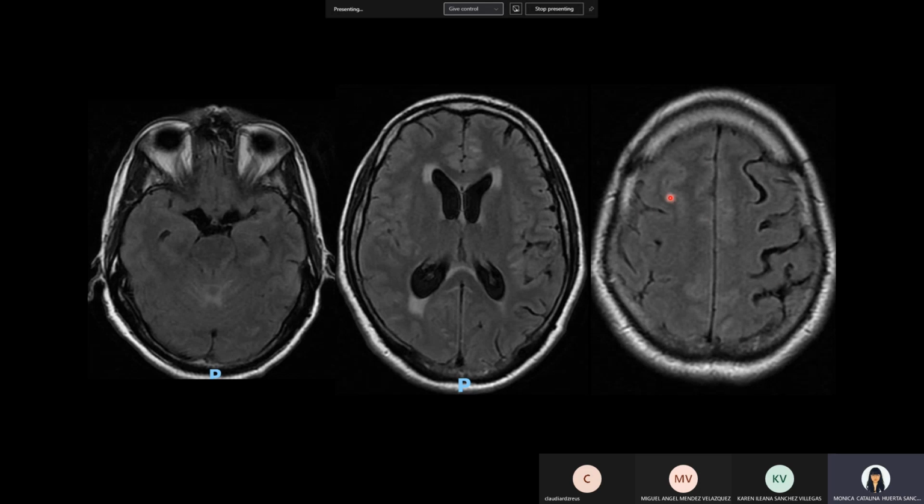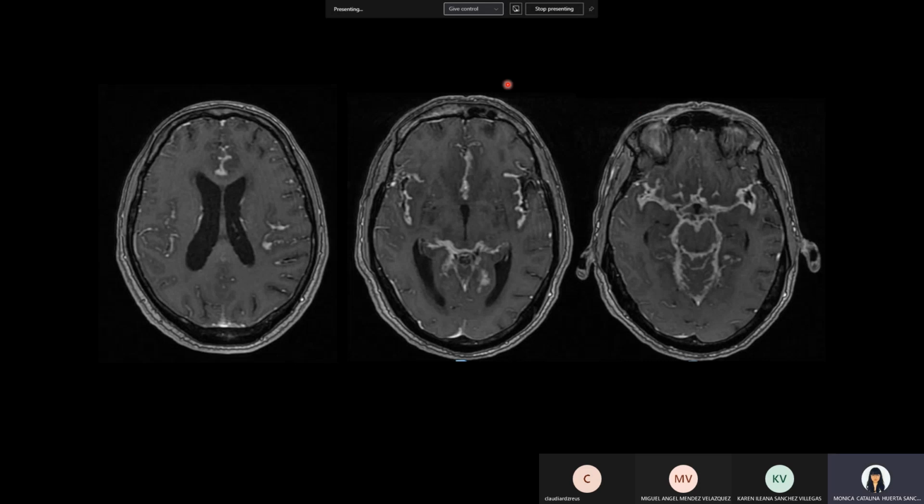In this image to the right, we can see the difference between a normal sulcus, here to the left of the patient, and an abnormal sulcus that contains hyperintense material inside of it. So these are three T1 weighted images after contrast administration that demonstrated enhancing exudate throughout the basal cisterns, as we can see here in this image to the right.